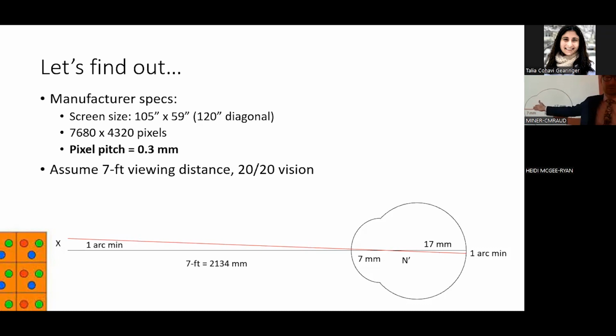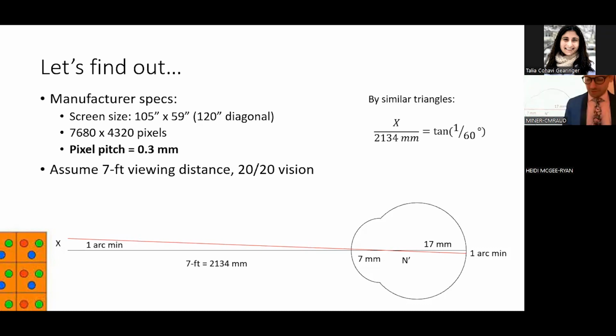You have the distance from his eye to his TV. You can use some geometry, some similar triangles, however you want to solve it. You can then solve for the minimum size of a pixel he can resolve at 7 feet. That's really what you're solving for here. And you find out that at 20/20 vision at 7 feet, the smallest thing you can resolve, if you have perfect vision, is about 620 microns or about 0.62 millimeters. How's that compared to the pixel pitch?